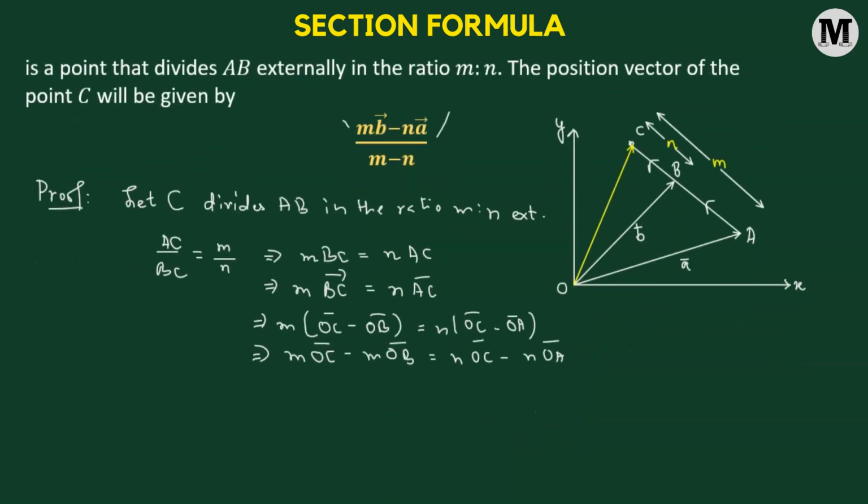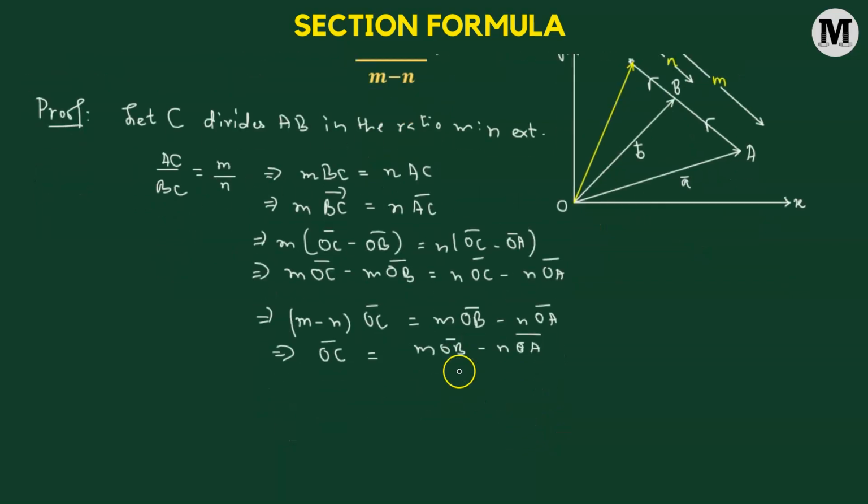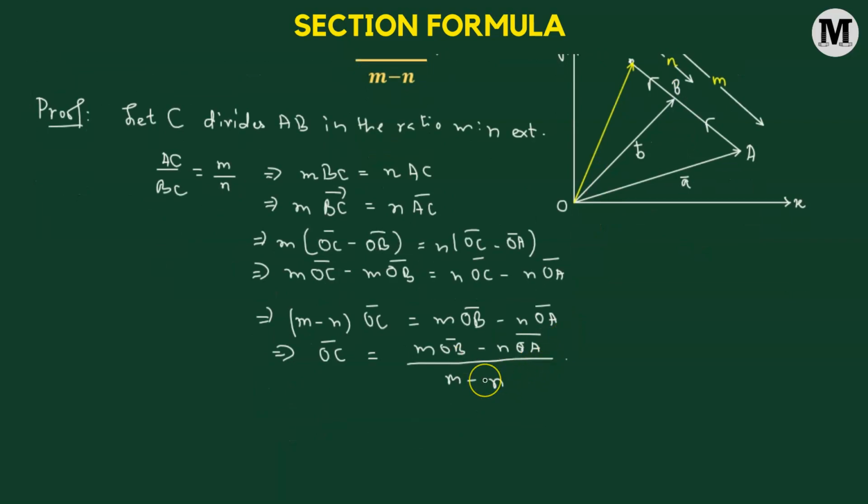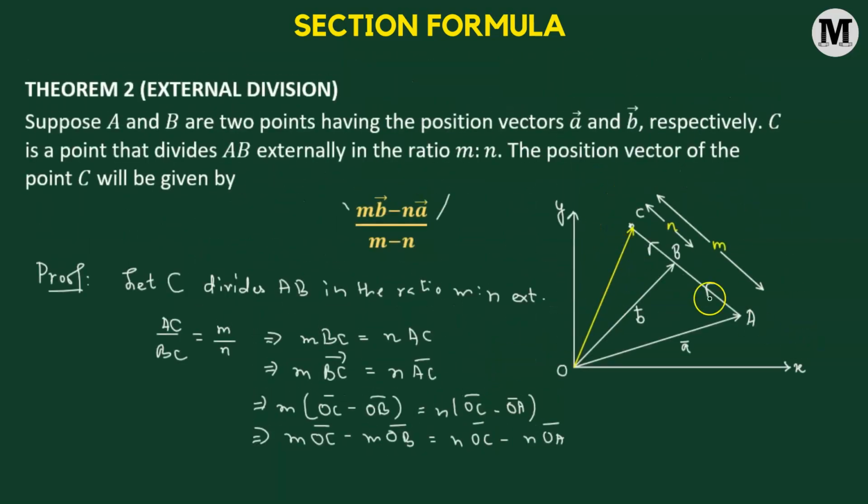Fine. So we now have (m minus n) times vector OC equals m times vector OB minus n times vector OA, such that vector OC will be equal to (m times vector OB minus n times vector OA) whole divided by (m minus n). So this is the position vector of the point C such that it divides AB in the ratio m is to n externally. So let's try to understand both of the two theorems with the help of a few examples.